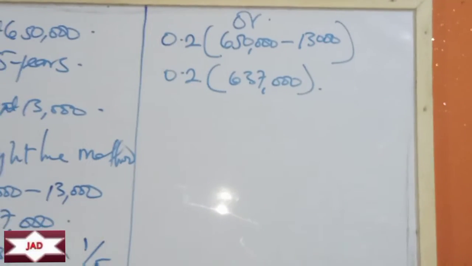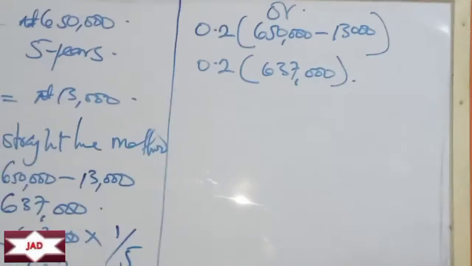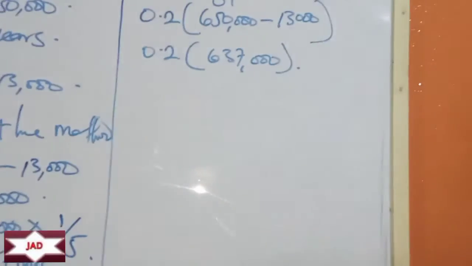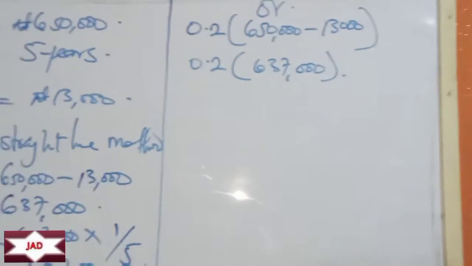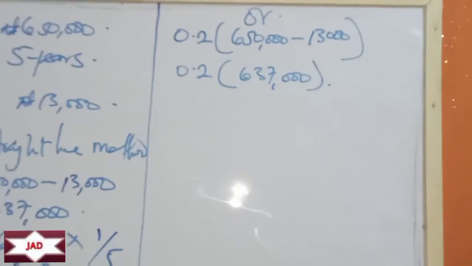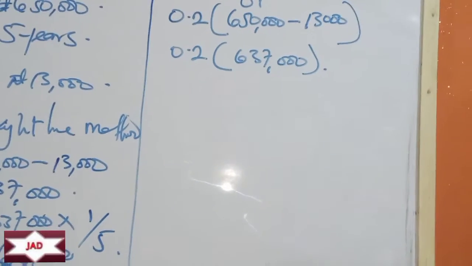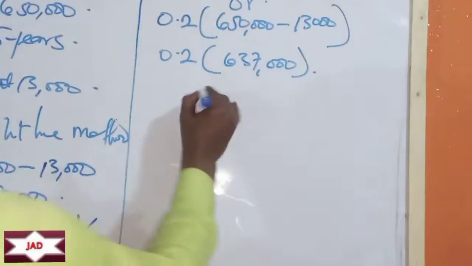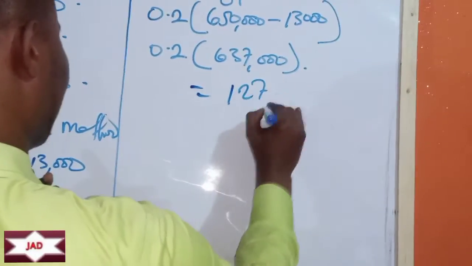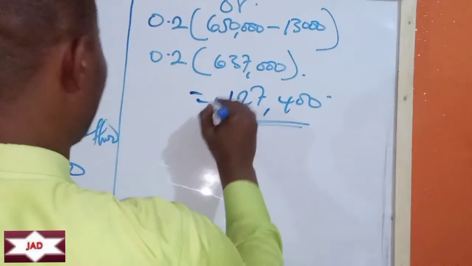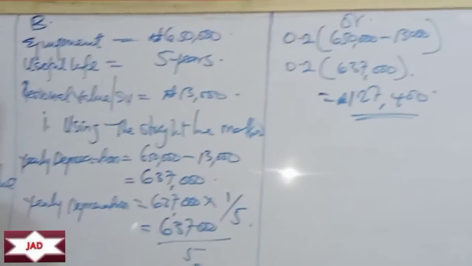0.2 times 637,000. That will still give us 127,400 naira. So that is simply for the straight line method.